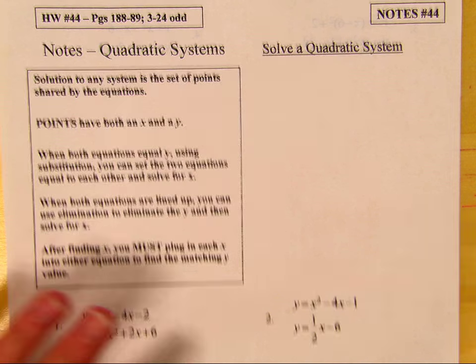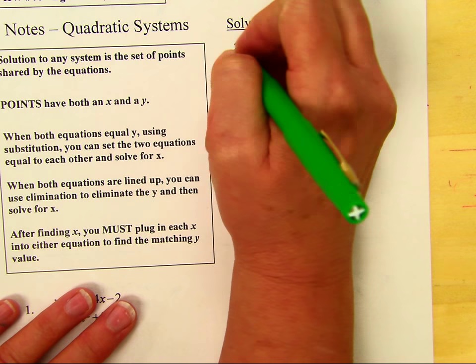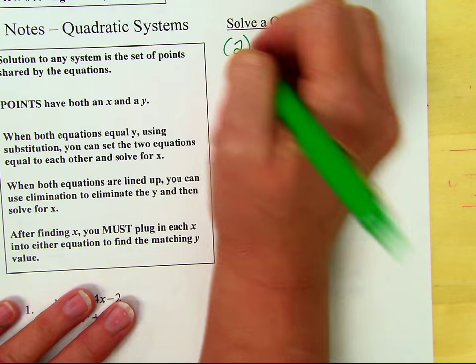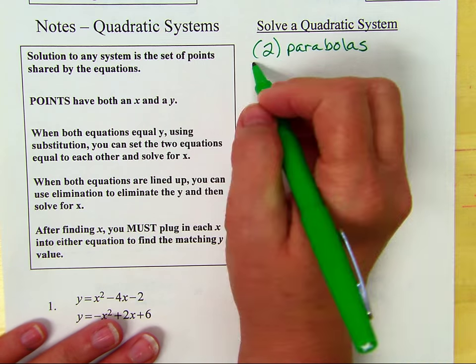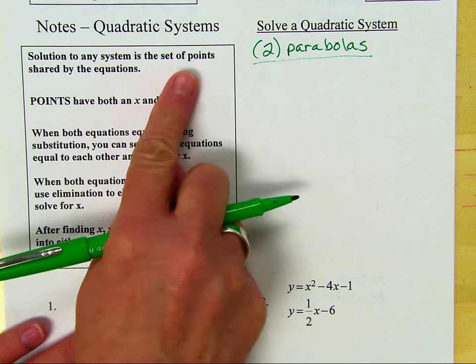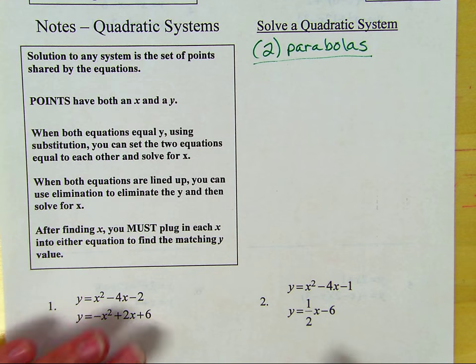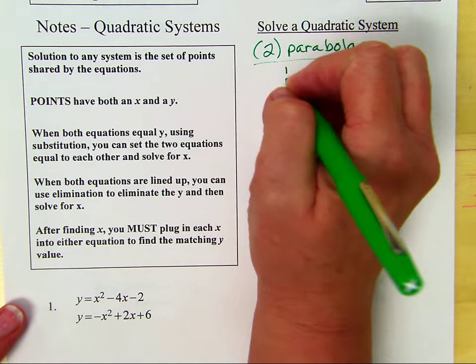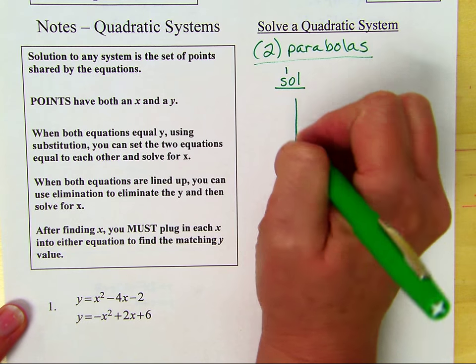Okay, first let's look at graphs. If I have two parabolas in the system, and I'm looking to find the solution, which is the set of points shared, then I know I'm looking for the intersection points, right? So how many solutions could two parabolas have? How many times could they intersect? What are my options? One. Okay, so we got one solution. That is definitely an option. Let's look at that graph.